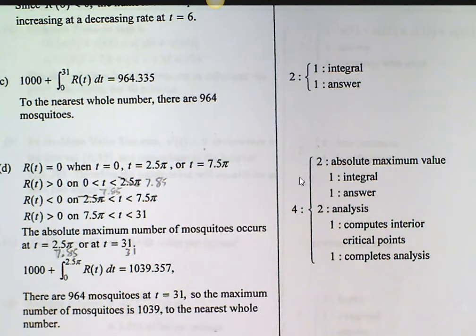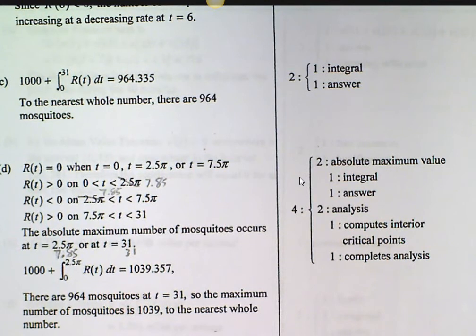Now you have to also consider the endpoint. Why isn't 0 a candidate for the absolute maximum? What happens right after 0? Yeah, the slope is increasing. The rate is increasing. So 0 can't be a maximum if it increases right after 0.